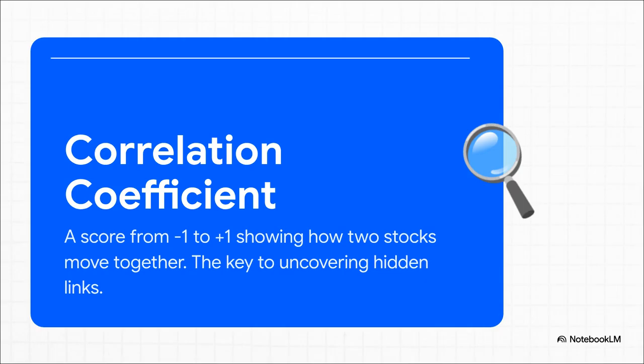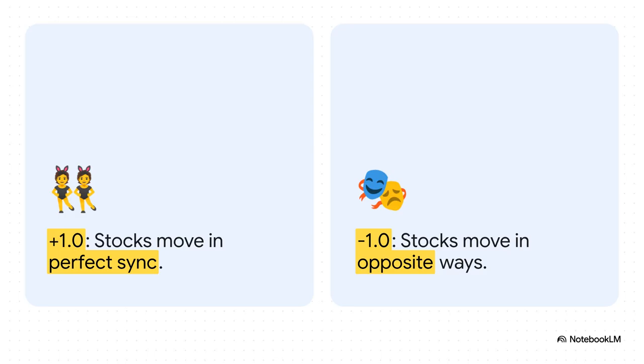Well, the main tool we use is called the correlation coefficient. It sounds fancy, but it's really just a simple score that tells us how two stocks move in relation to each other. Think of it like a relationship status for your stocks. This score runs on a spectrum. A +1 means they're in perfect sync. They move together, like best friends. A -1 means they're perfect opposites. When one zigs, the other zags. And a score right around 0 means they're each dancing to their own beat. There's almost no relationship there at all.